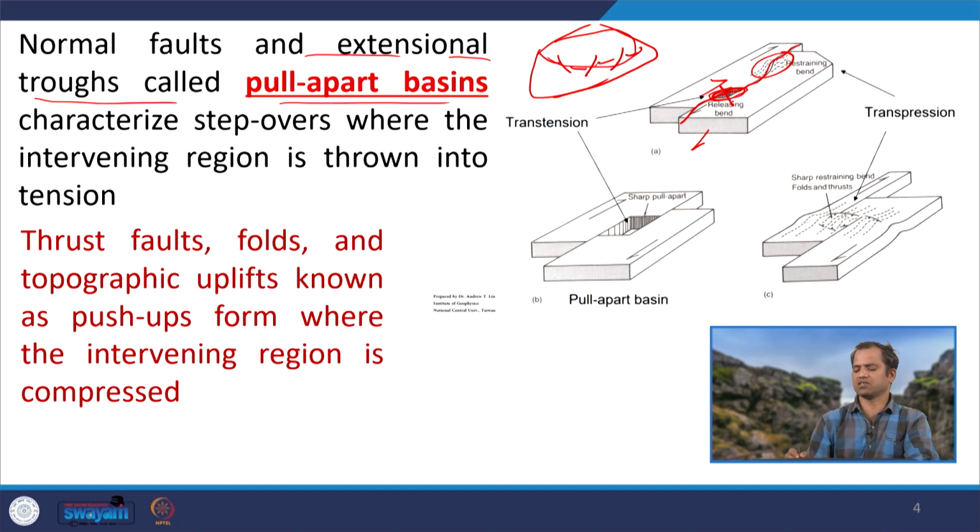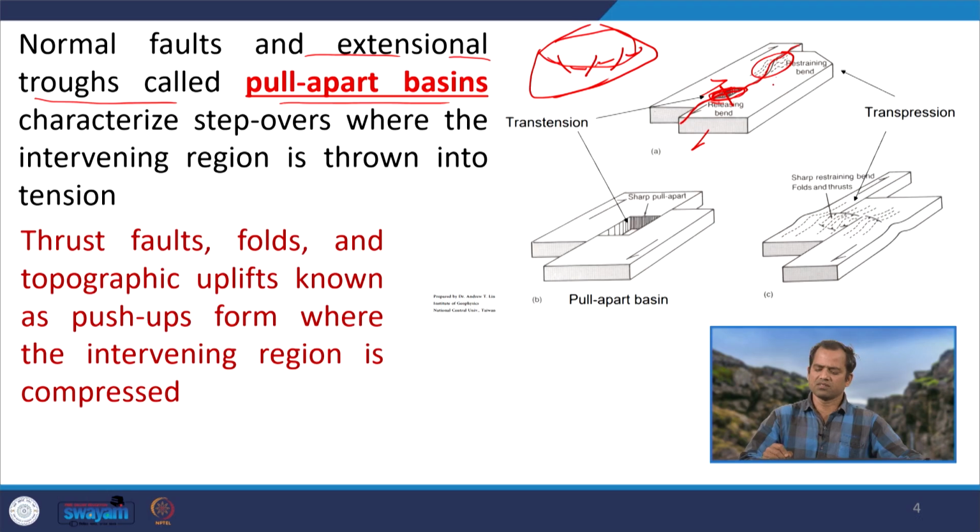So, this pull apart basin is here where the two blocks are moving away from each other, and this area in between is creating a gap. Thrust faults, folds and topographic uplift are known as push-ups, where this intervening region is compressed. For example, here as I was telling you, this block is moving this way, this block is moving this way. So, if this is a zone where the fault geometry is like this, this zone will be compressed. Similarly, this zone will be compressed.